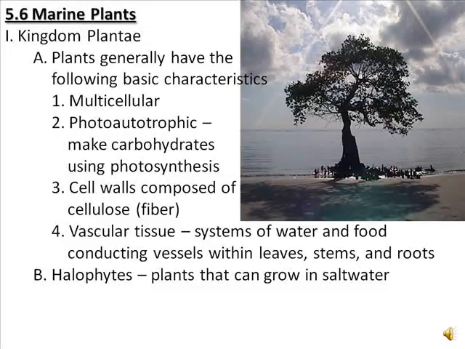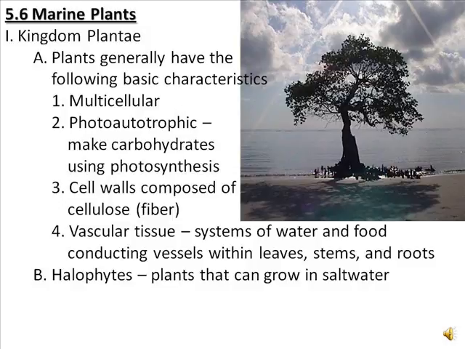Members of Kingdom Plantae share three general characteristics. They are all multicellular, they are all photoautotrophic in that they use photosynthesis to make carbohydrates. And thirdly, all of their cell walls are composed of cellulose, which is the fiber that we take in when we consume vegetables. Now, many plants are vascular, but not all.